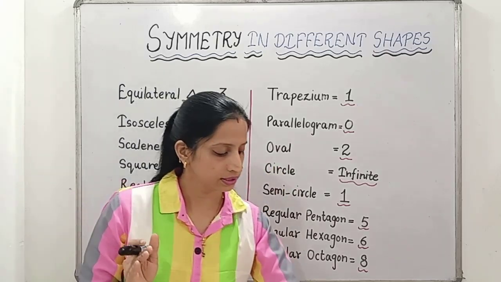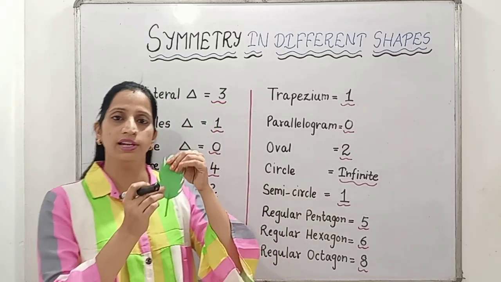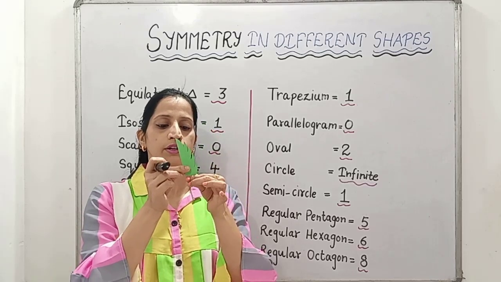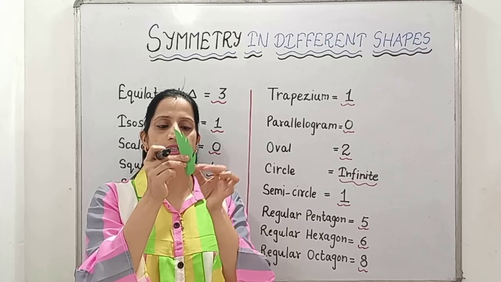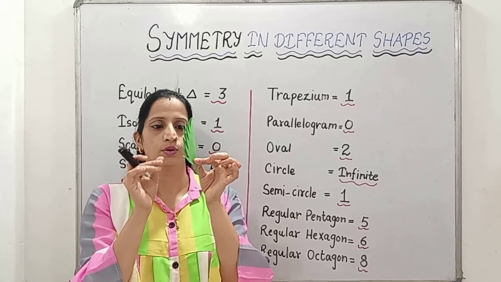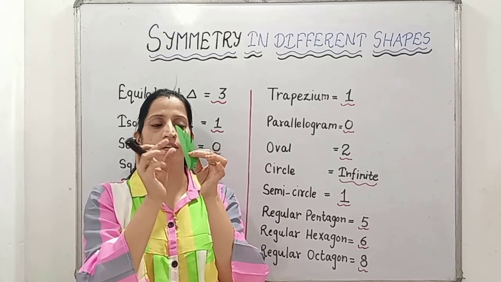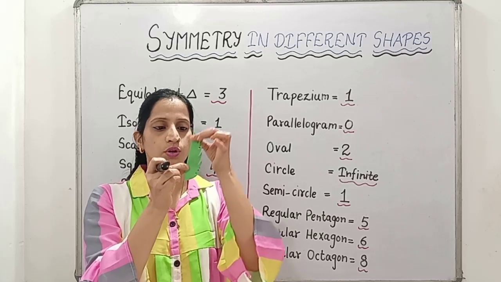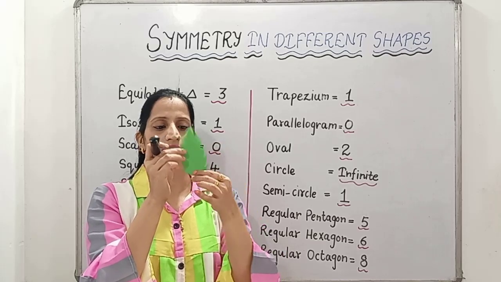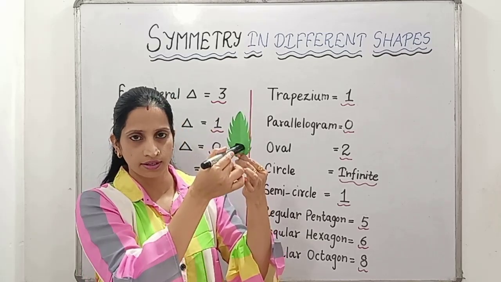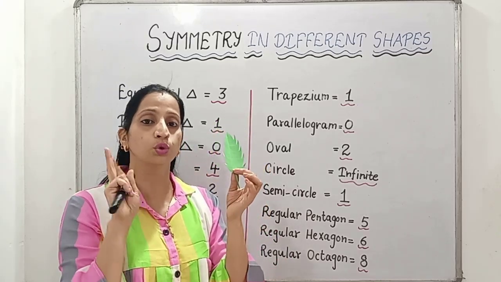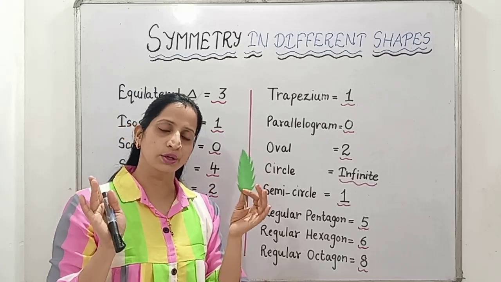For example, let's take this shape of a leaf. Okay. So if I fold this leaf from the middle, then you can see that one half is exactly the same as the other half. This half is totally covering the other one. So this is known as the line of symmetry. You can see this line at the center. The line which divides a shape into two equal halves is known as a line of symmetry.